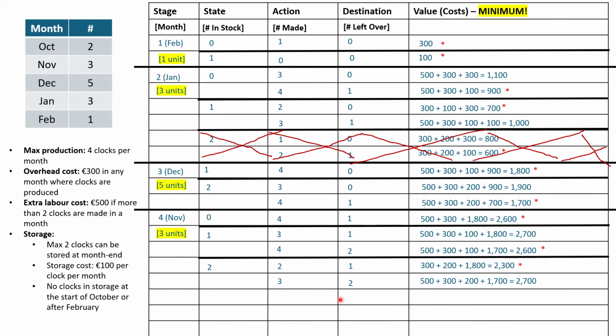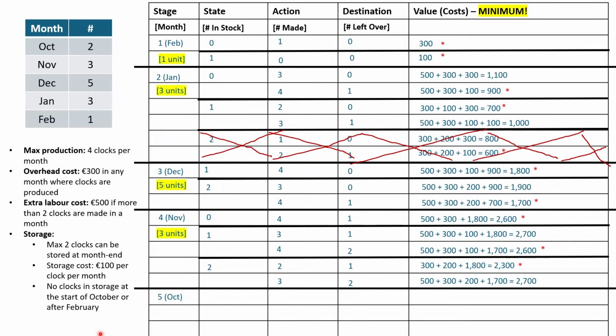Now, could we do any more? Yes, we could make 4. But that would leave 3. And remember, we can only store a maximum of 2. So there isn't actually anything we can do to carry over. So the optimal value of these two is going to be our 2,300, and that ends our November.